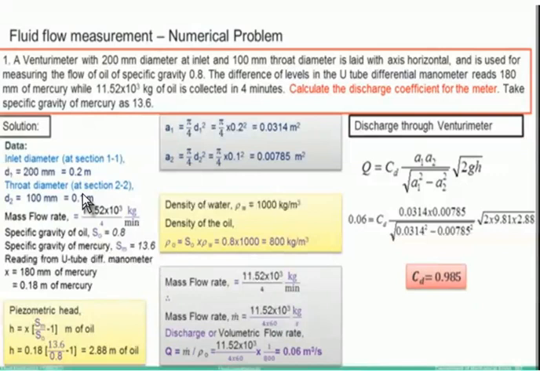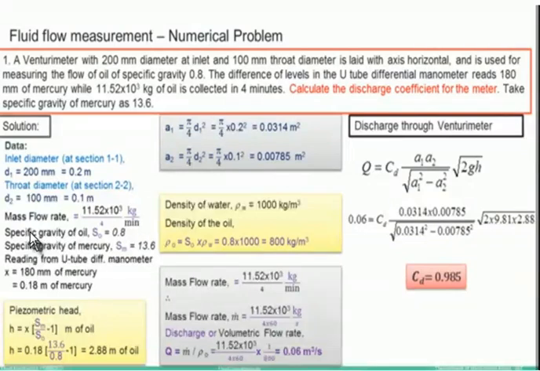Next, he has given the mass flow rate indirectly, so we have to make it in kg per minute. Here he has given that 11.52 into 10 raised to 3 kg of oil is collected in 4 minutes. That's why we take 11.52 into 10 raised to 3 divided by 4. Then it becomes kg per minute.